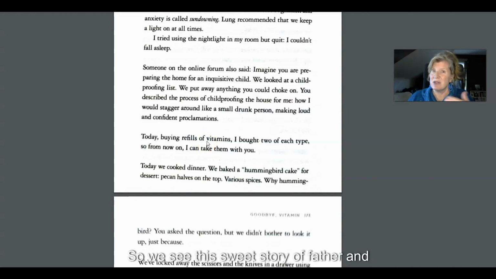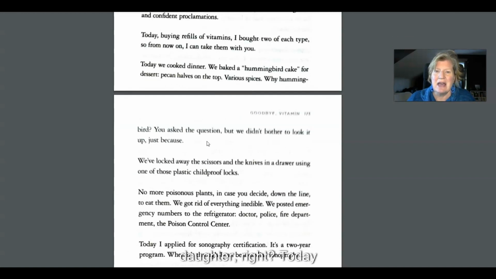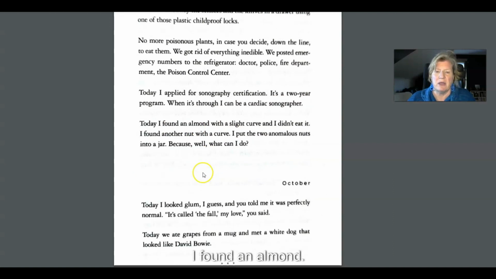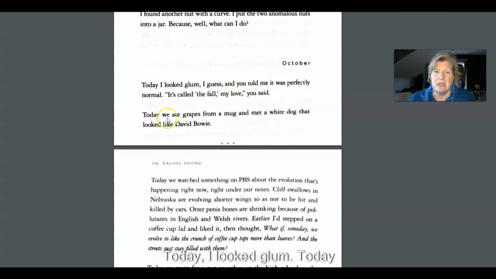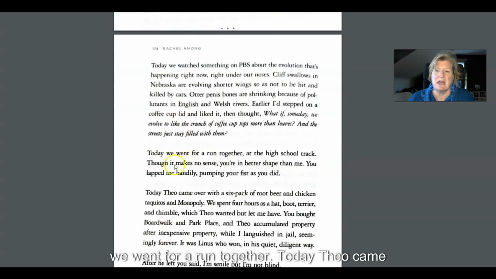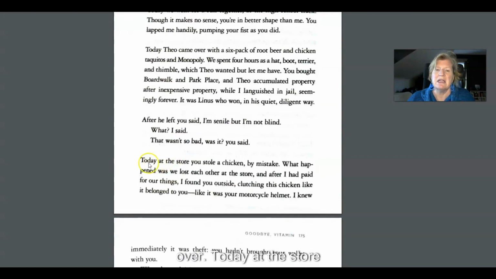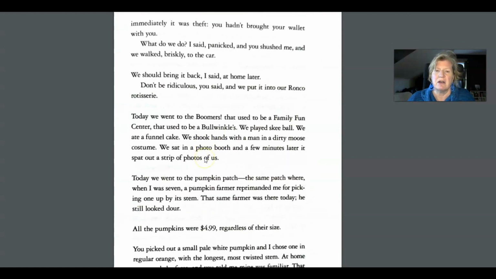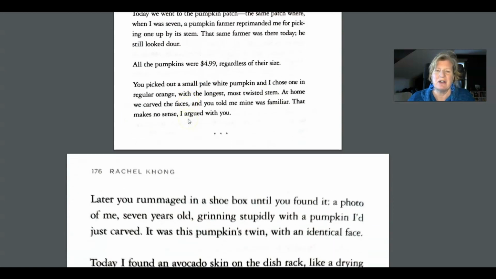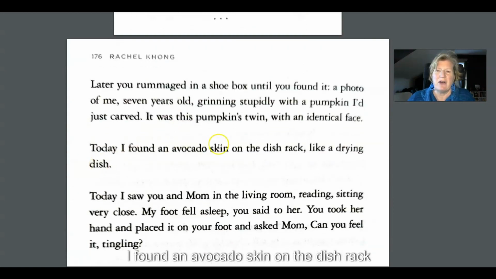So we see this sweet story of father and daughter, right? Today, we cooked dinner. Today, I applied for sonography certification. Today, I found an almond. Today, I looked glum. Today, we ate grapes, and we get the little story of it. Today, we went for a run together. Today, Theo came over. Today, at the store, you stole a chicken. Today, we went to the Boomers. Today, we went to the pumpkin patch. And then today I found an avocado skin on the dish rack like a drying dish.